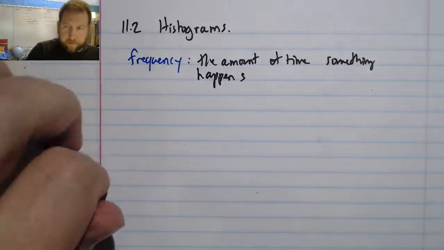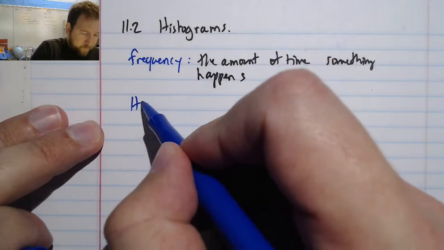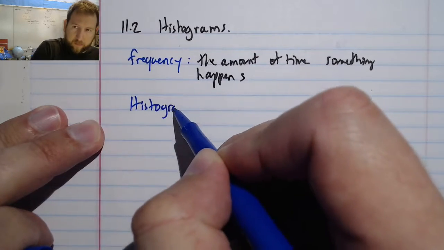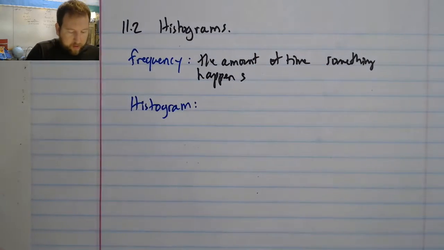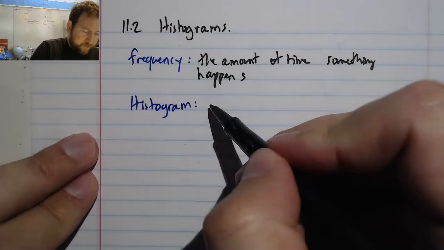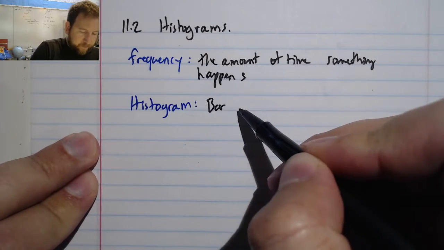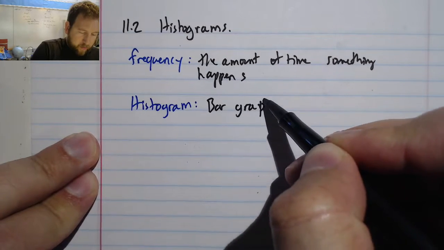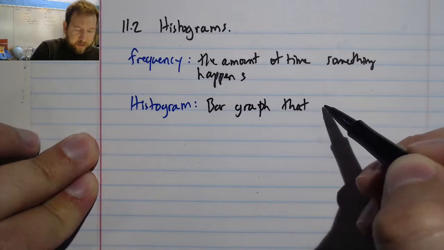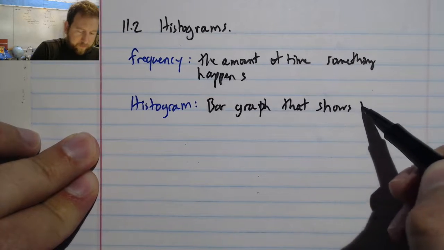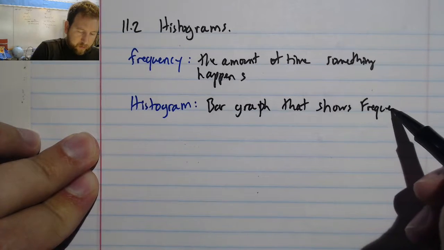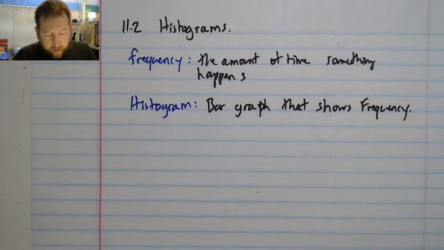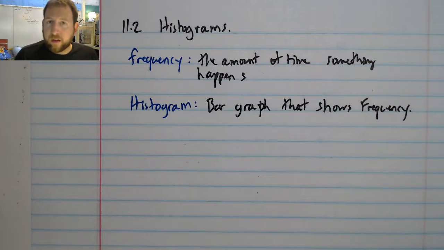And a histogram is a table or a bar graph that shows frequency. So let's build one quick.